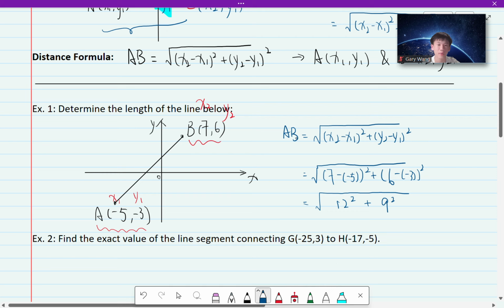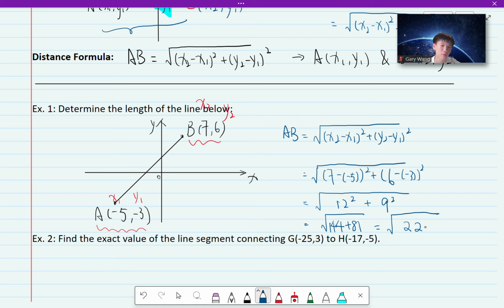And this thing would equal the square root of 144 plus 81, which is the square root of 225. And this is 15, because 225 is 15 squared. So the square root of 225 is 15. So by basically applying this formula and substituting the corresponding values for the coordinates of points A and B, we can obtain the exact distance for line segment AB.